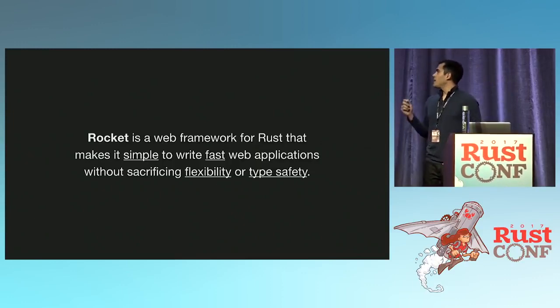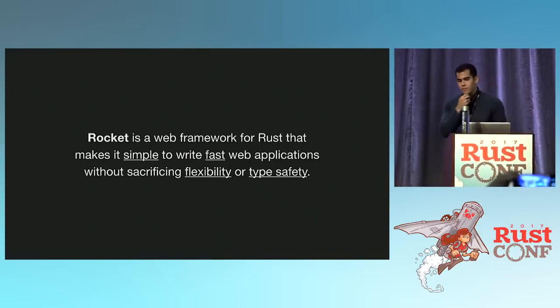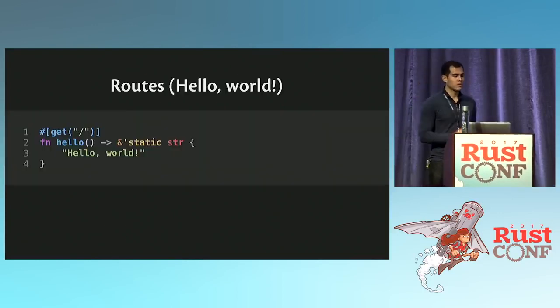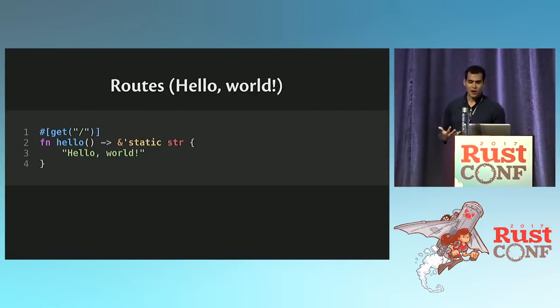OK, so Rocket, web framework for Rust, makes it simple to write fast web applications without sacrificing flexibility or type safety. Great. So let's take a look at what a Rocket application looks like. This is hello world. It's 4 lines. This is really all you write. Well, caveat, you need a main function. And yeah, so this is what you write. And first of all, I just think it's so cool that you can write this, and this is Rust. Like this is like a C successor, and you're writing this. I just think it's awesome.